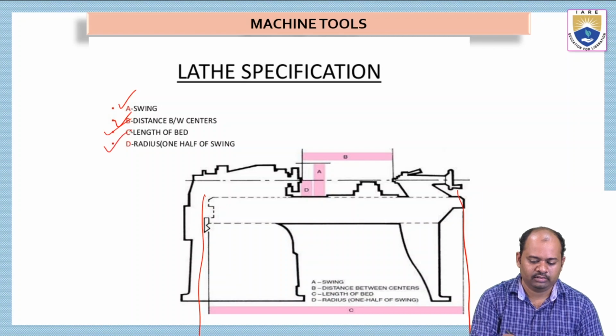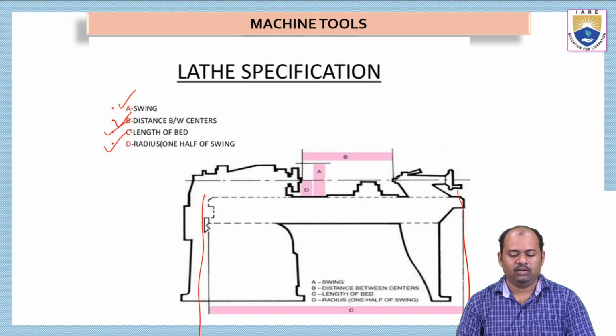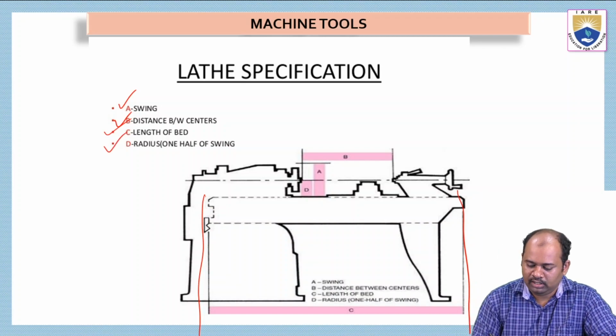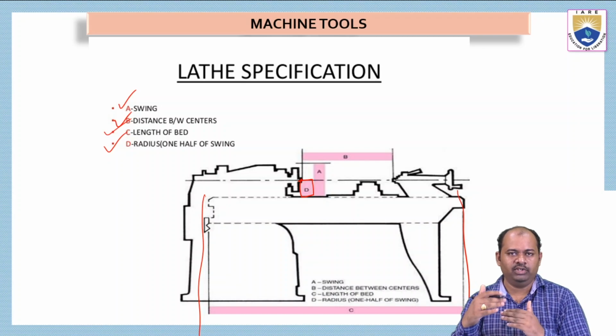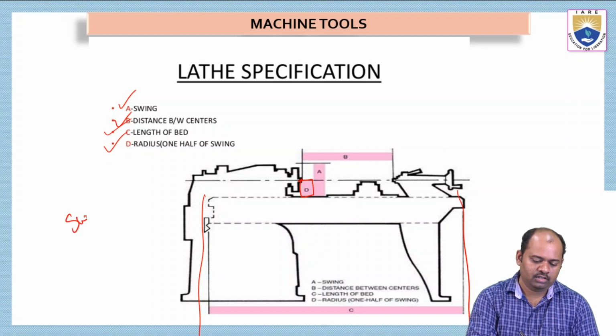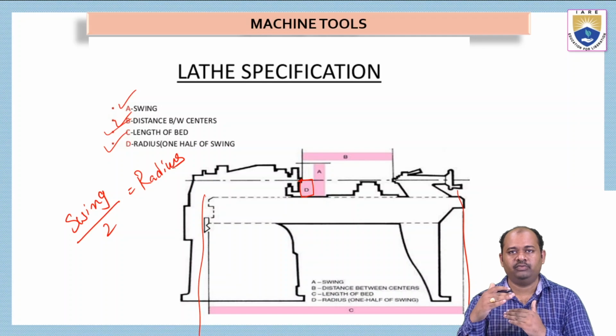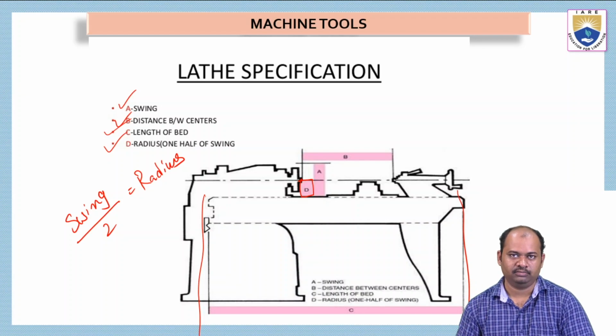And then D, this is the radius, one half of the swing. We have seen there is an area around the workpiece in which it is rotating. Half of the value of A, that is swing, so swing by 2 is equal to the radius of the swing. The radius of the swing is also sometimes indicated as a lathe specification.